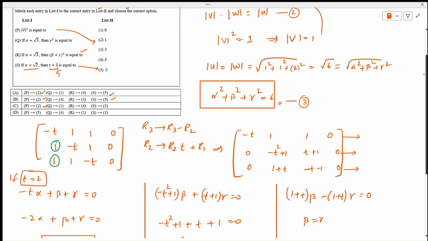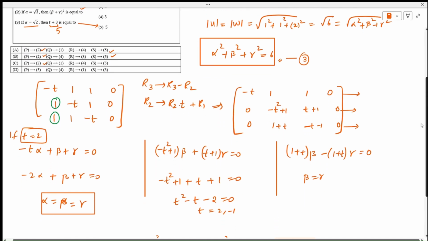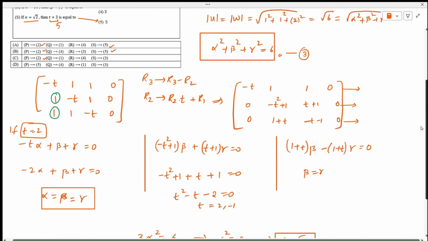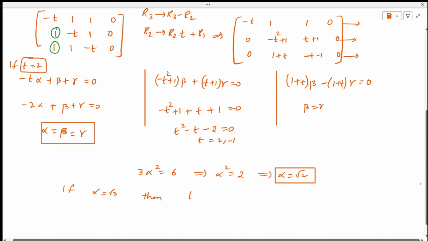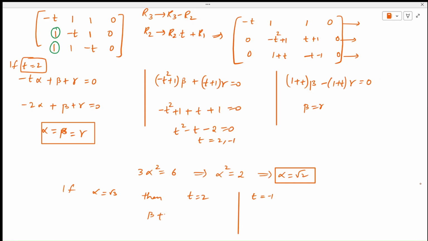So what if alpha is equal to root 3? If alpha is equal to root 3, then t can be equal to 2 or t can be equal to minus 1, right? If t is equal to 2, then what will happen? Since alpha, beta, gamma are equal, then beta plus gamma will be equal to 2 root 3 and whole square is equal to 12. If it is minus 1, then what will happen?